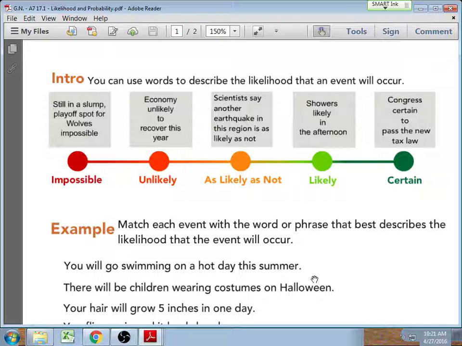We're going to cover this really fast. So you're going to get 2 sets of notes right now. 17.1 and 17.2. Make sure you have both sets. 17.1 and 2.